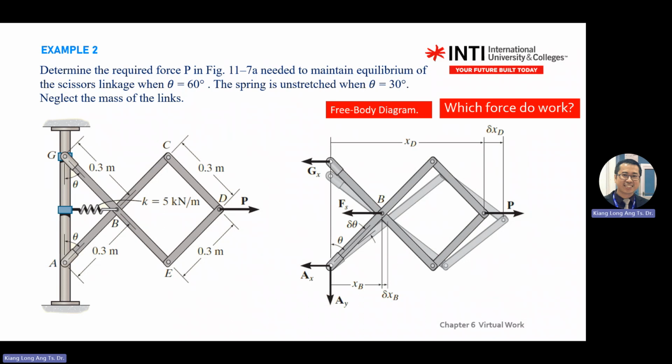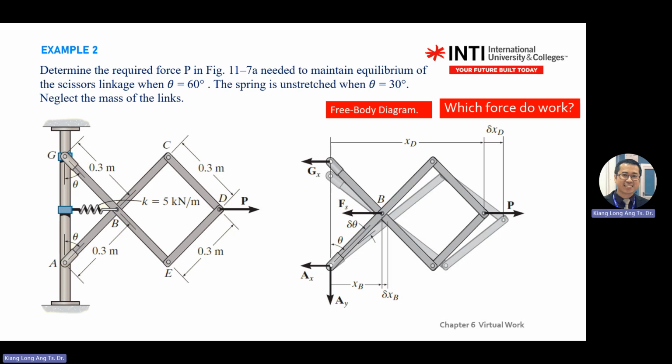Okay, so after you do the free body diagram, then you go to the details. It asks you to find the force needed to maintain equilibrium of the scissors linkage when theta equals 60. To maintain equilibrium means all the forces equal 0, all the moments equal 0, and all the work equals 0. The spring is unstretched when theta is 30. So it means at rest, before you start, it is at 30. So when you pull from 30 degrees until 60 degrees, the change of theta is 30.